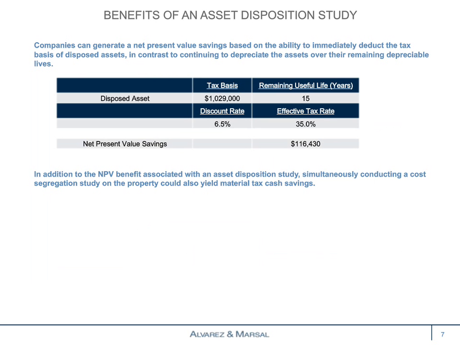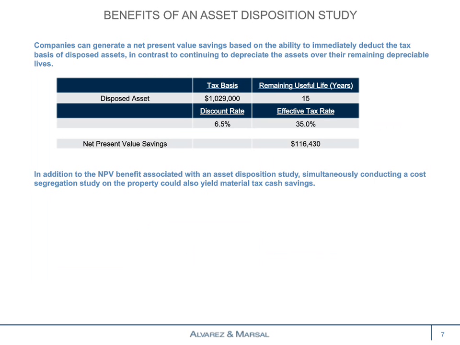If anybody has seen or had experience with a cost segregation study, it's a similar situation where you're accelerating that benefit. What we've done on the slide is provide a generic example, a table that highlights how the benefit is derived. As we walk through this, when you're done with the asset disposition analysis, you will have an estimate of the tax basis of the disposed assets. What do you do with that then? Well, we've outlined a little bit over $1 million of tax basis associated with disposed assets. Those assets have a remaining depreciable life of 15 years.